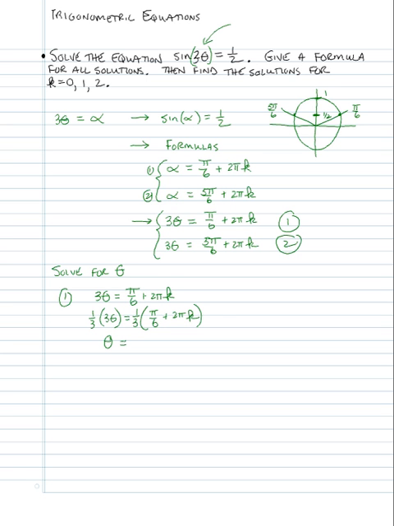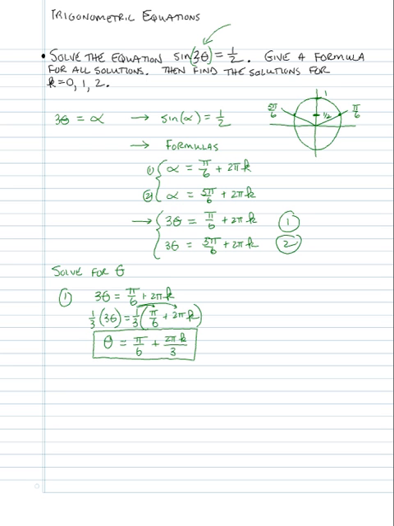Now, when I multiply on the right side by 1/3, I have 1/3 times pi over 6. Well, that's 1 times pi over 3 times 6. That's pi over 18, isn't it? And then when I look at the next multiplication, I've got 1/3 times 2 pi k. And isn't that nothing more than 2 pi k over 3? So equation 1, when solved for theta, looks like the equation that we see here. Okay, so this is one of the two formulas.